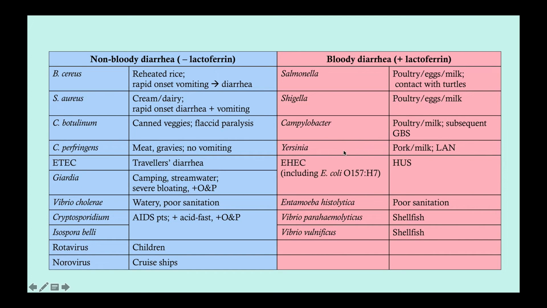We're not exactly sure the mechanisms behind that, but you'll want to know the link between Campylobacter and Guillain-Barré syndrome. That can come up. Yersinia really looks a lot like the other ones as far as bloody diarrhea, but it also can cause lymphadenopathy. And Yersinia is also more tightly tied to pork, whereas the other ones are more tightly tied to poultry.